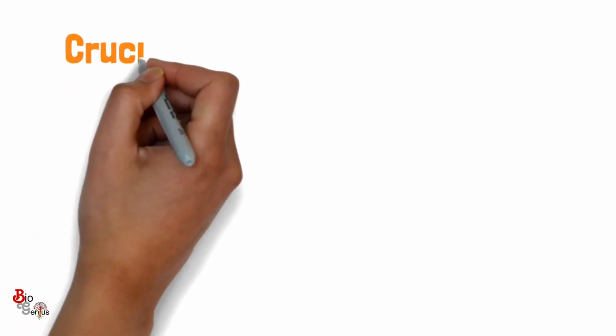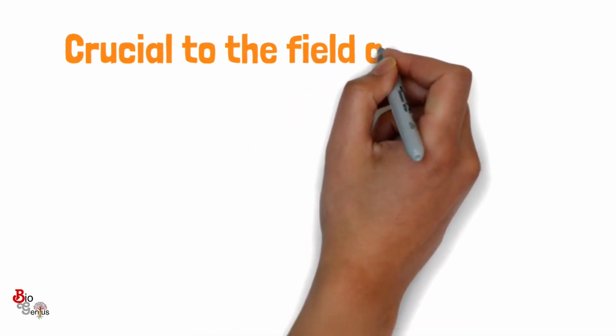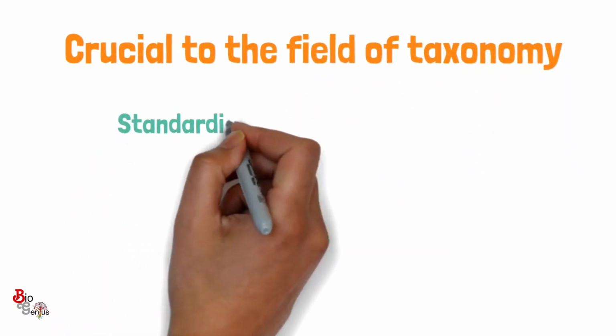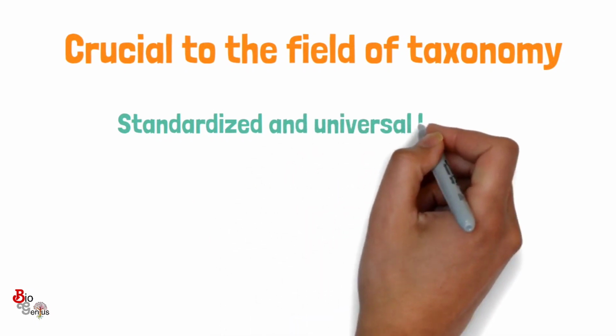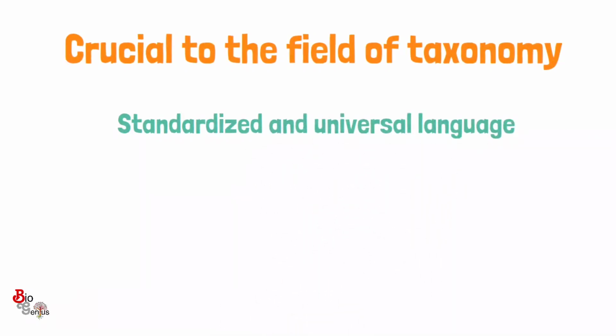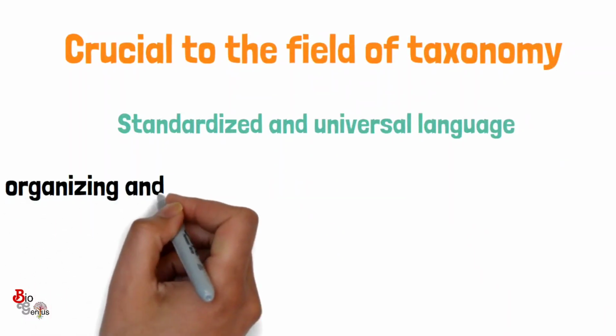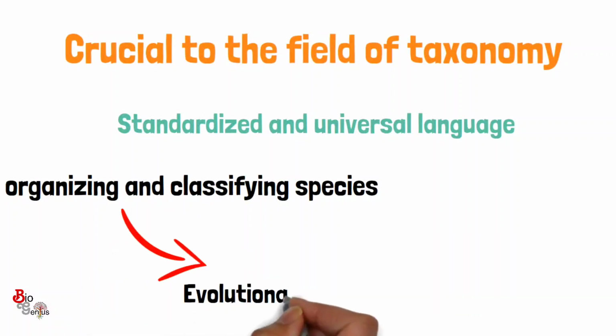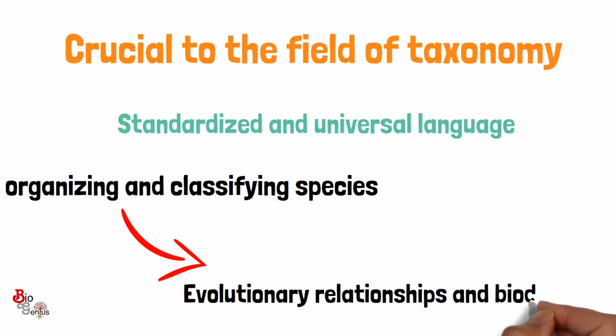The use of binomial nomenclature is crucial to the field of taxonomy, as it provides a standardized and universal language for scientists to communicate about the vast array of living organisms. The system assists in organizing and classifying species, which in turn facilitates the study of evolutionary relationships and biodiversity.